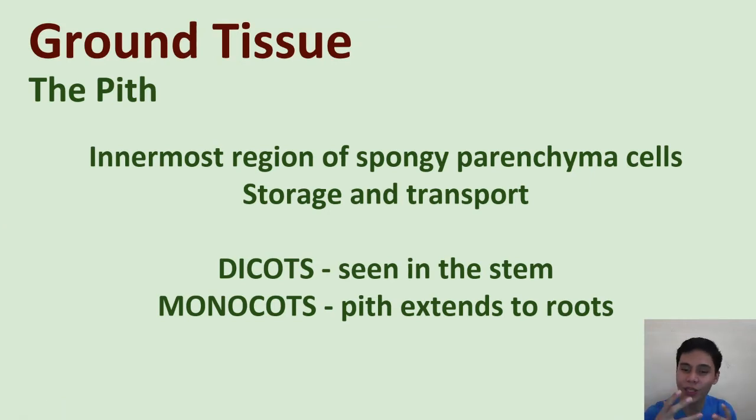In dicots, it's seen only in the stem. For monocots, it extends all the way to the roots. So again, in two different classifications or categories of plants, we see different structures in different parts of the systems of the plant. In dicots, it's seen only in the shoot system. In monocots, it's both in the shoot and the root.